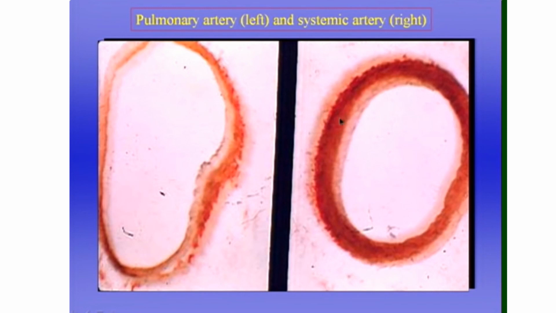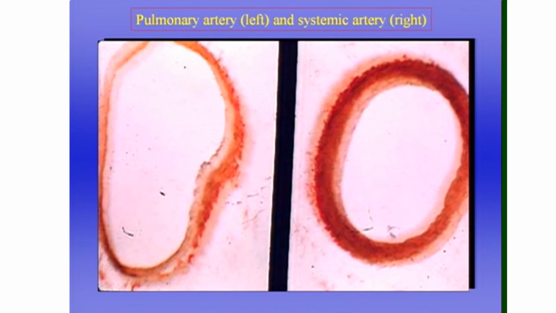Why the difference? Because the pulmonary arterial system, the pulmonary vascular system, is a very low pressure system. The pressures in the pulmonary artery are only about an eighth or so of those in the large systemic arteries. And so there's a very big difference between the two.